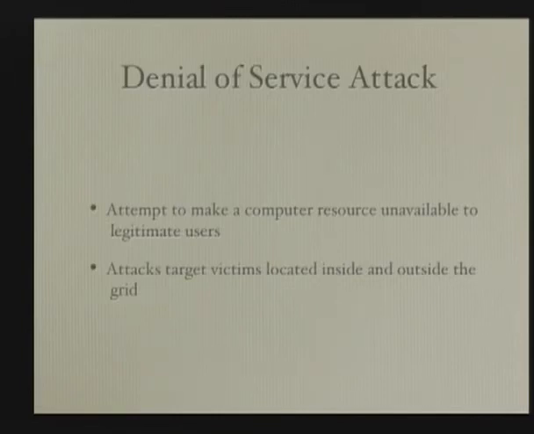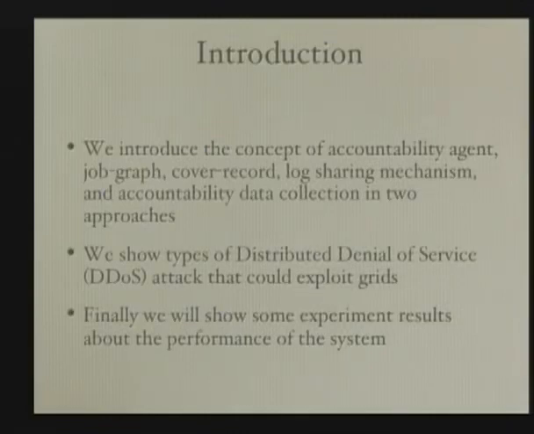What is denial of service? This is an attempt to make a computer resource unavailable to legitimate users, and the target victims, in our case, are servers located inside or outside a grid. In this talk, we will introduce the concepts of accountability agent, job graph, cover record, log sharing mechanisms, and accountability data collection in two strategies. We show types of distributed denial of service attack that could exploit grid resources. Finally, we will show some experimental results about the performance of the system.